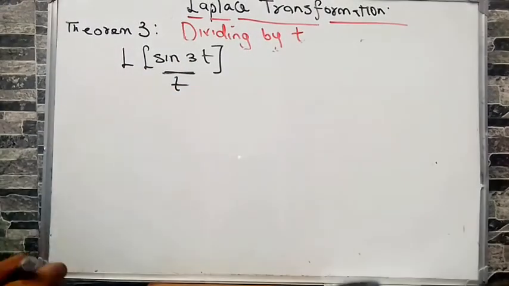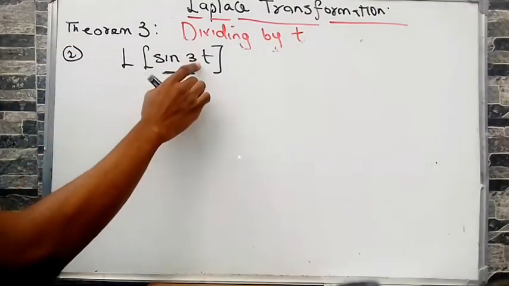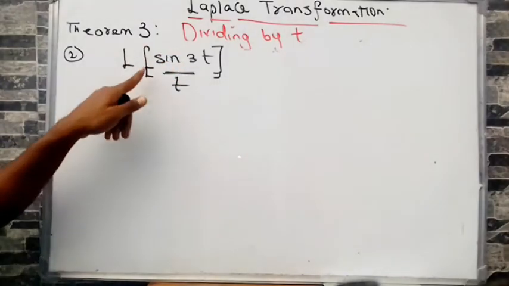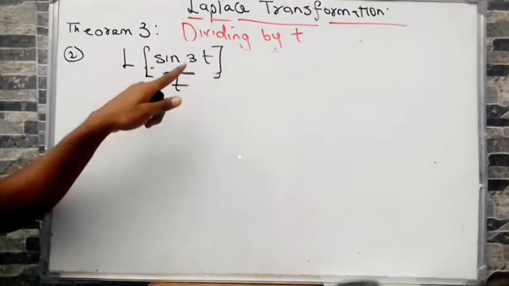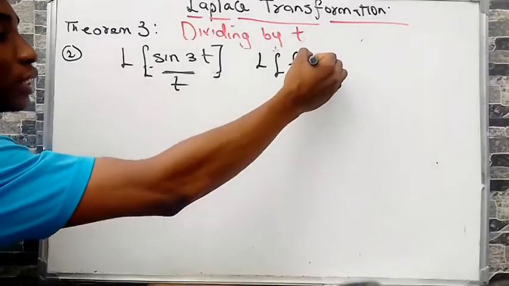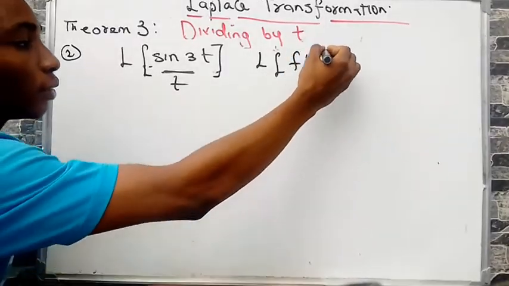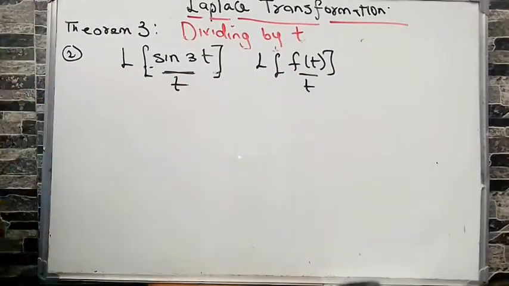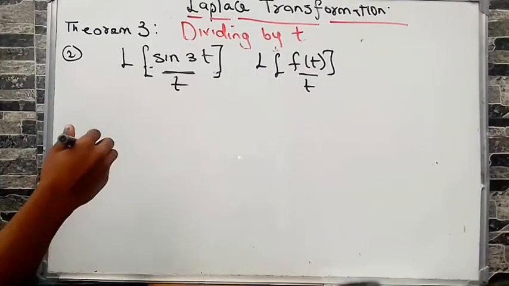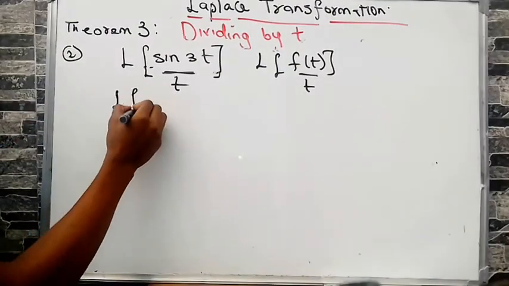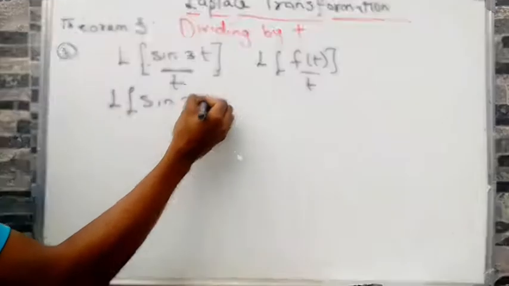Our second step, we find the Laplace of the function of t here. What's the function of t when looking at this? The function of t here is sine 3t. How do we know? When we compare it to the rule, the Laplace of the function of t divided by t, the function of t is sine 3t. So the second step now is to take the Laplace of the function of t, so we're taking the Laplace of sine 3t.